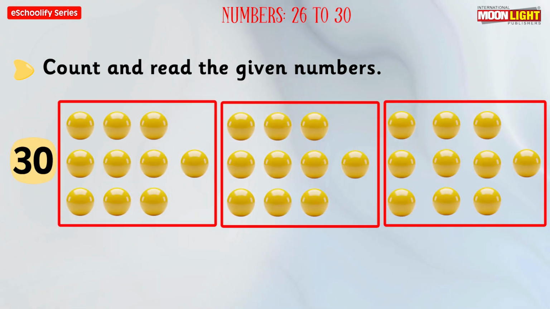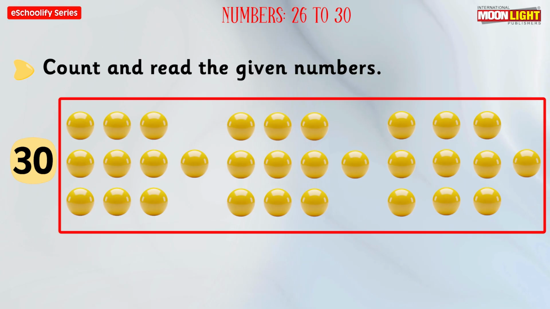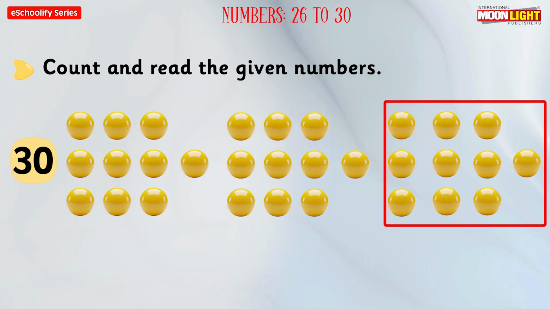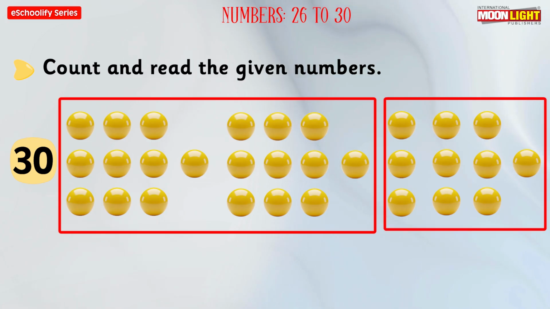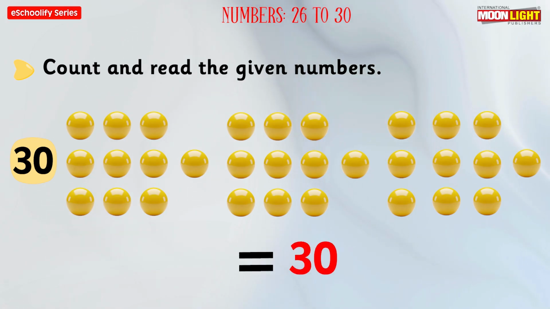The next number is 30. 3 tens make 30. 10, 10, 10. 10 and 10, 20. 20 and 10, 30.